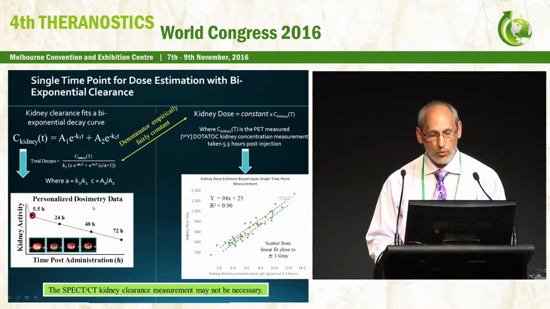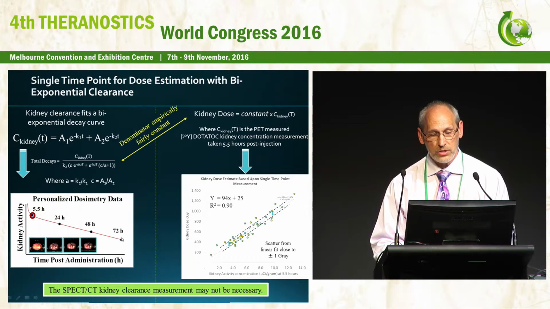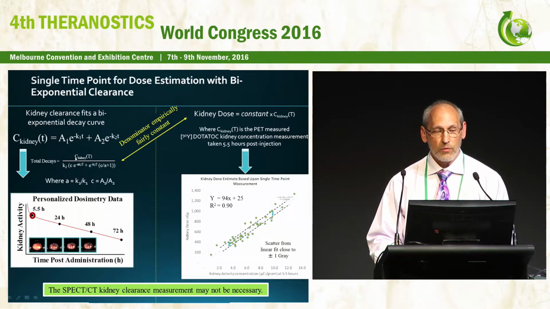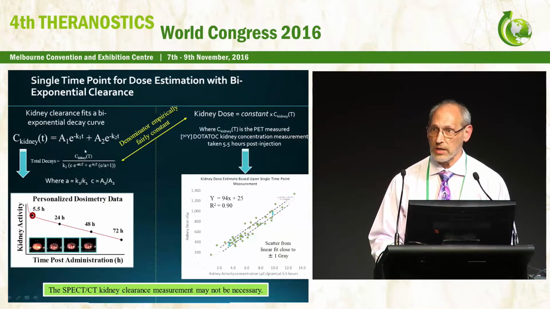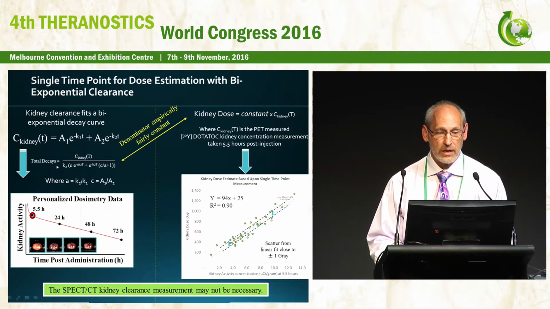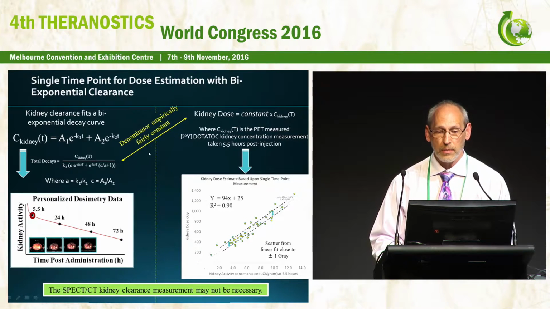I'm not going to go into grisly detail about this, but I will tell you where we've gone. What we functionally did was model the kidney clearance as a bi-exponential. If you integrate that to get the total decays, what you get in the numerator is the kidney concentration at a time t, let's say 5.5 hours, which, by the way, is exactly what the PET scan tells you. Then you have this complicated term at the bottom. The interesting thing is this complicated term is fairly constant across patients.